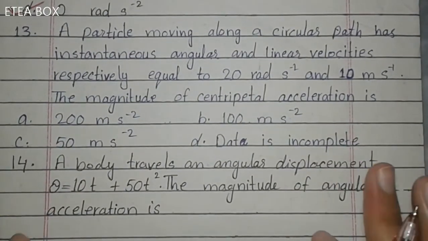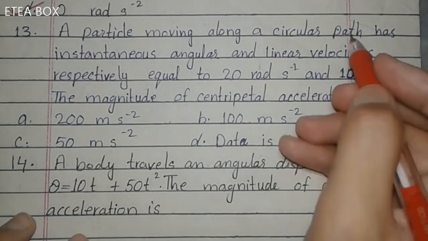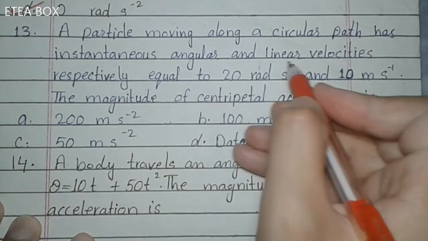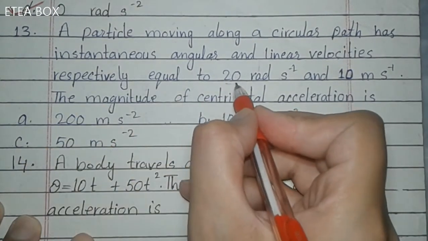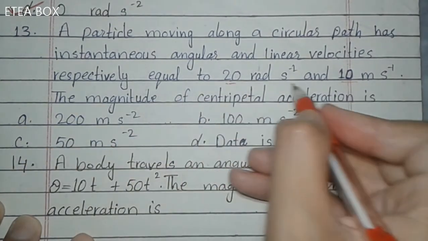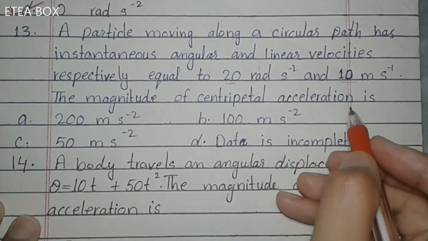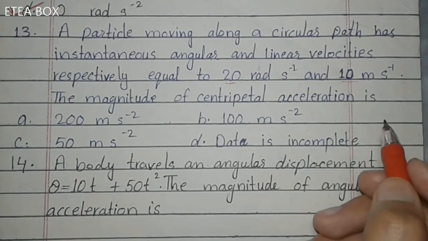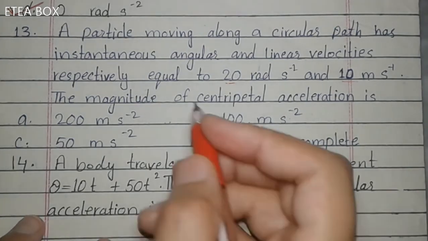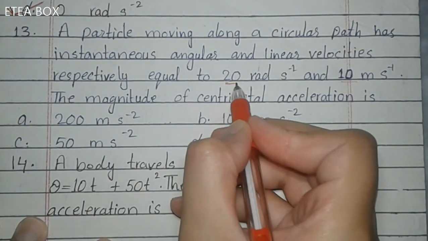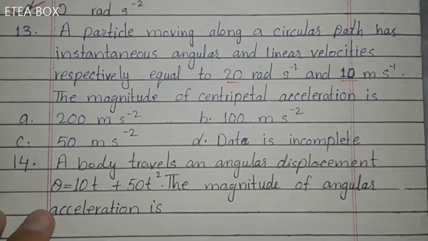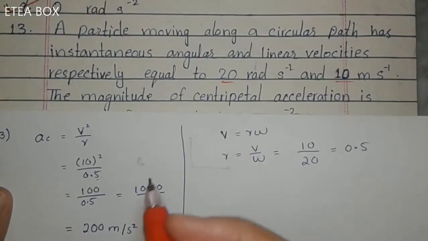13 number. A particle moving along a circular path has instantaneous angular and linear velocity respectively equal to 20 radian per second and 10 meter per second. The magnitude of centripetal acceleration. So here we have to find the centripetal acceleration, and the angular and the linear velocities are given. Now find centripetal acceleration.